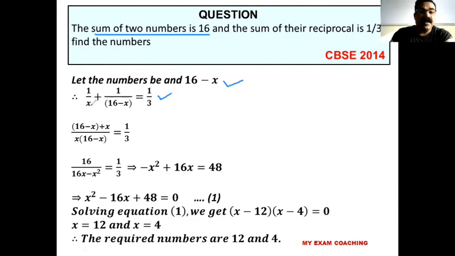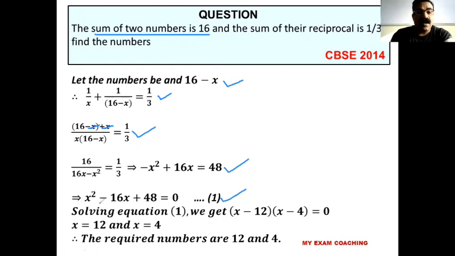Taking the LCM on the left hand side, we get x into 16 minus x in the denominator, and in the numerator 16 minus x plus x, is equal to 1 by 3. When you open the bracket, we get 16 minus x plus x, which cancel. So 16 divided by 16x minus x square is equal to 1 by 3. Cross multiplication, we get minus x square plus 16x is equal to 48. So x square minus 16x plus 48 equal to 0. This is the quadratic equation formed.